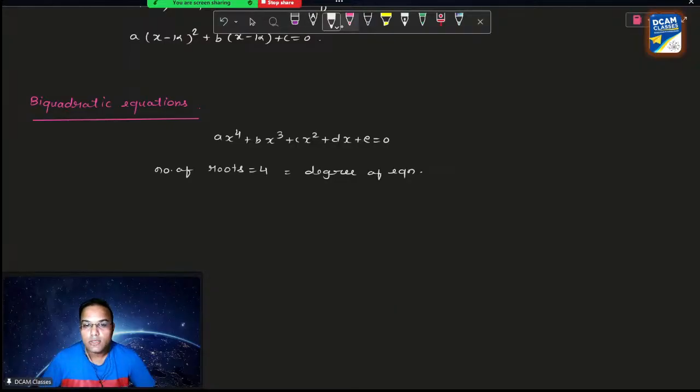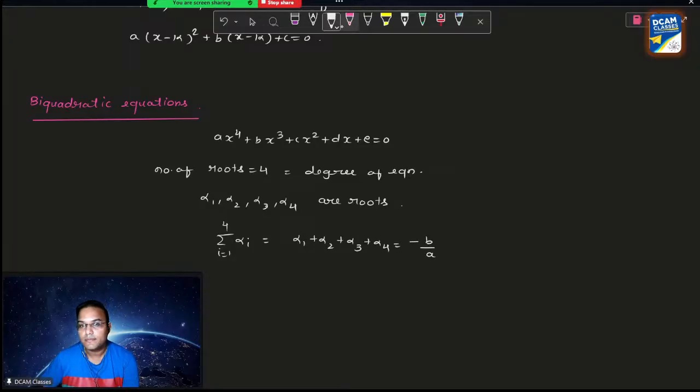Now talking about the 4 roots, if I say alpha 1, alpha 2, alpha 3 and alpha 4 are its roots, in that case we have a few conditions. One condition is the sum of these roots alpha i, where i is equal to 1 to 4, meaning what? Alpha 1 plus alpha 2 plus alpha 3 plus alpha 4, that is equal to what?